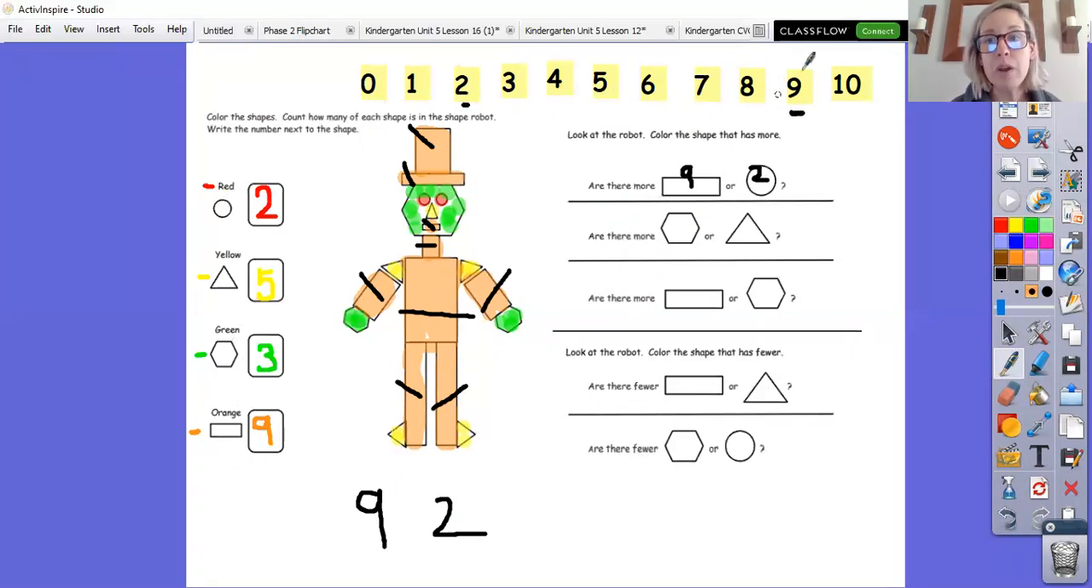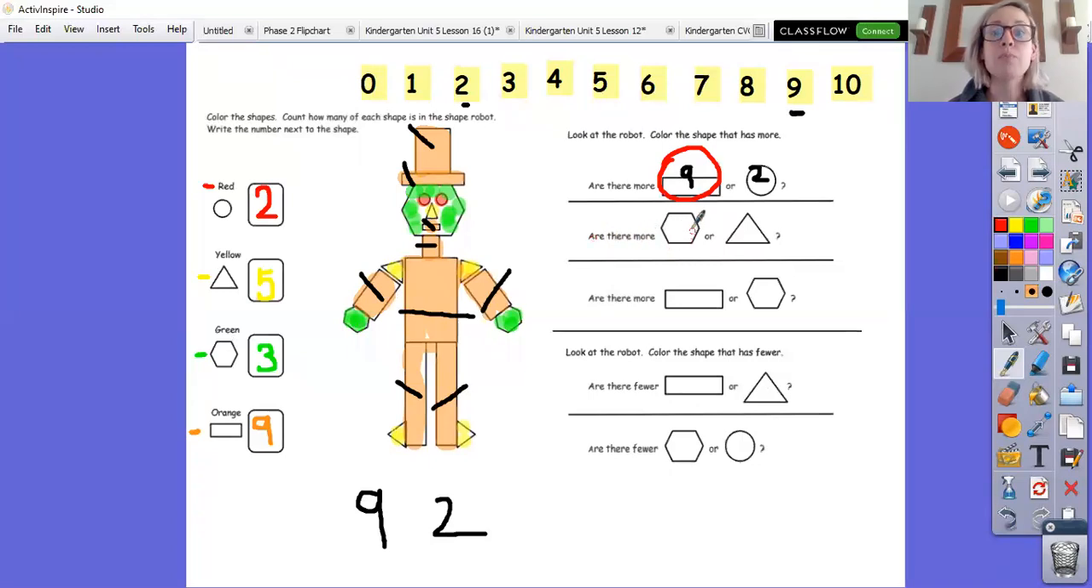Okay, would you rather have 9 cookies or just 2? I'd rather have 9 cookies. Okay, so is there more rectangles or circles? There's more, and I'll circle it. There's more rectangles because there's 9. Okay, I'll do 2 more of these and then I'll quickly talk about equal then. Okay, are there more, remember that big word?